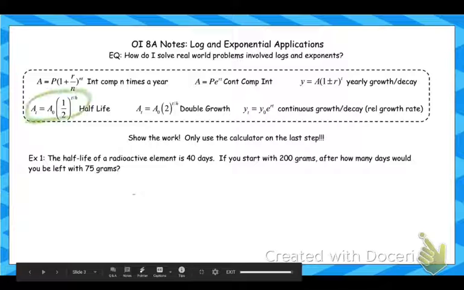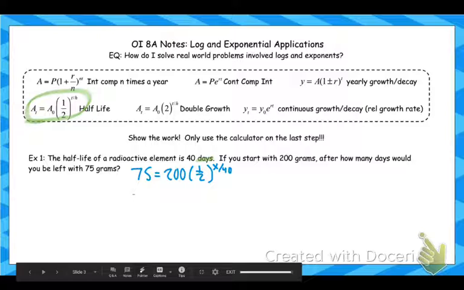So we're going to start using the half-life formula. I want to know when I'll be left with 75. I'm starting with 200. I don't know how long it will take, so that's my X. I do know the half-life, and that's 40 days. Whatever period you use for both of those values, it needs to be consistent. Since this is 40 days, your answer is going to be in terms of days.